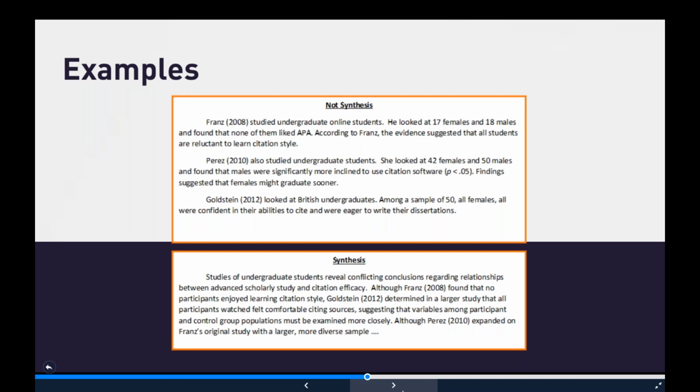Studies of undergraduate students reveal conflicting conclusions regarding relationships between advanced scholarly study and citation efficacy. Now my reader knows how these different sources are going to support something that I want to prove. Here you can see too, there are several usages of transitions as well. I have although France found, Goldstein determined something different. So there I'm putting those two in relationship to each other using that transition.